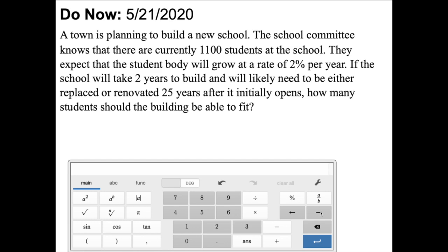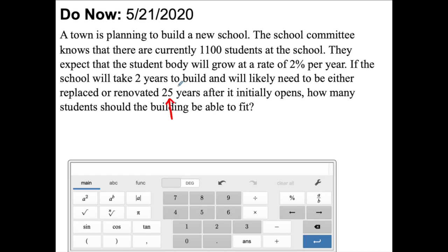What we know is that the school is going to open 2 years from now, and that 25 years after that, we're going to need to plan to have either an addition or a new school entirely. So we need it to be able to fit enough students when it opens to be able to fit students until we get to the renovation point, right?